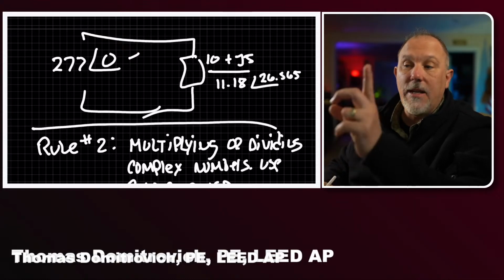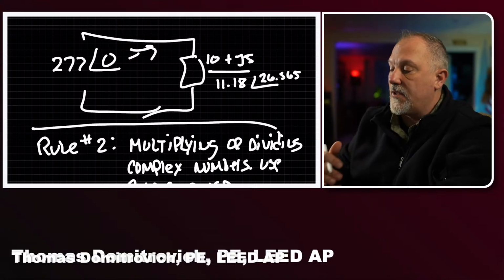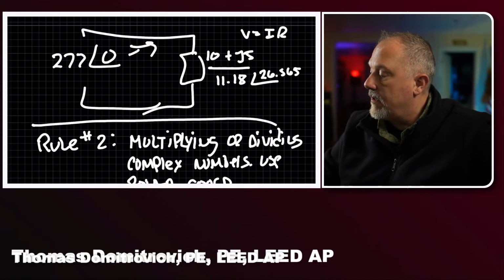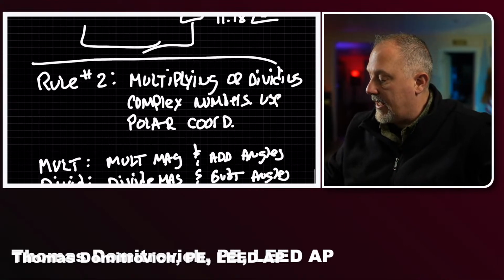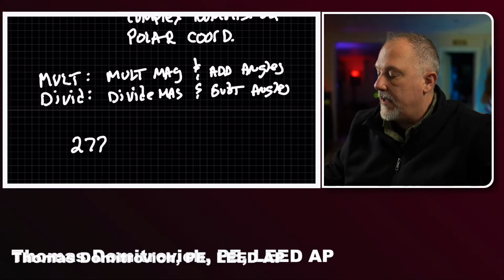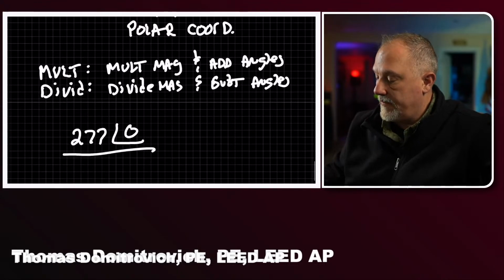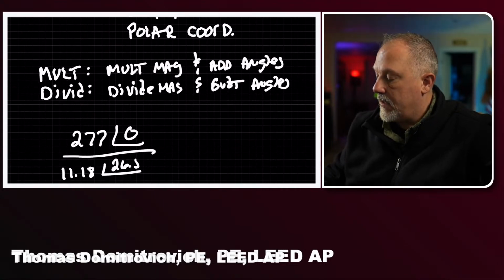Now, what I would be doing here to determine current, I need to take 277 angle of 0 divided by... V is equal to IR. I know my voltage. I know my impedance. To get I, take V over the impedance. So I take 277 at an angle of 0 divided by 11.18 at an angle of 26.565.